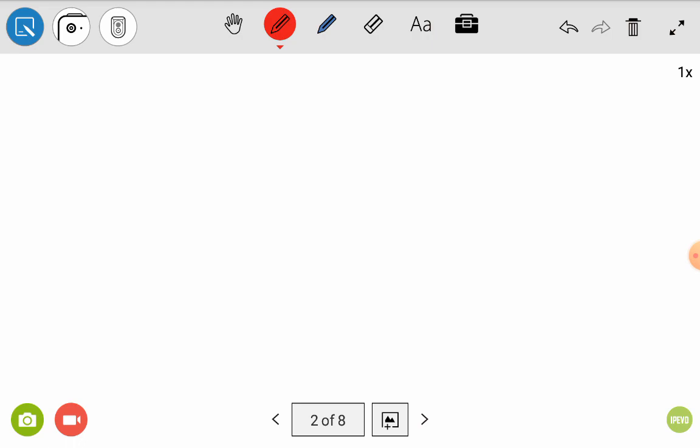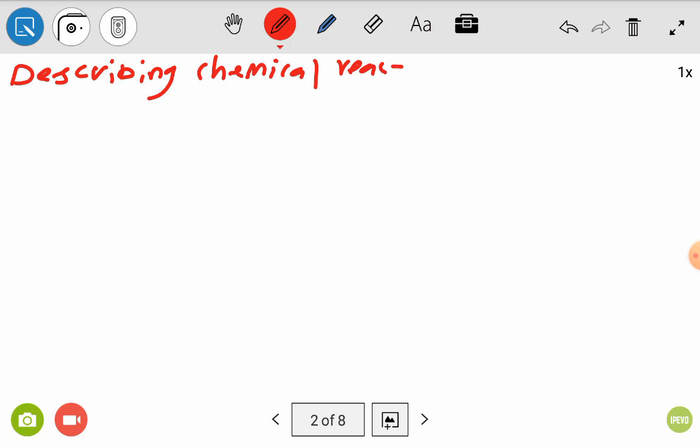Okay. So the lesson is talking about describing chemical reactions. Okay. First of all, we need to define or talk about a concept, and that concept is the chemical equation itself. What does a chemical equation mean?